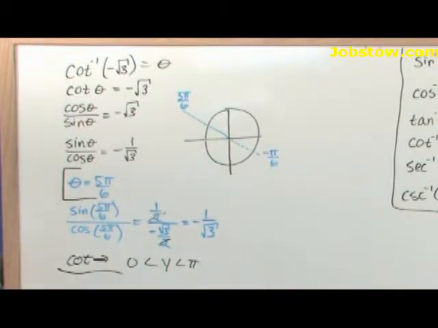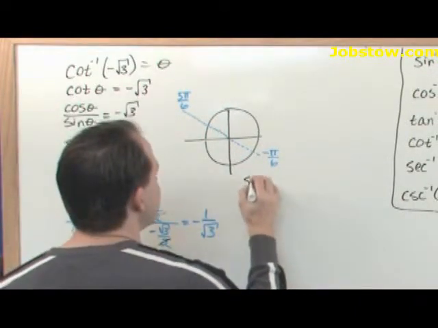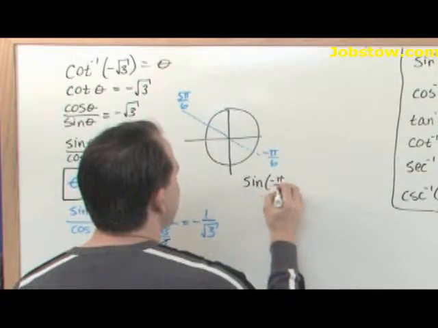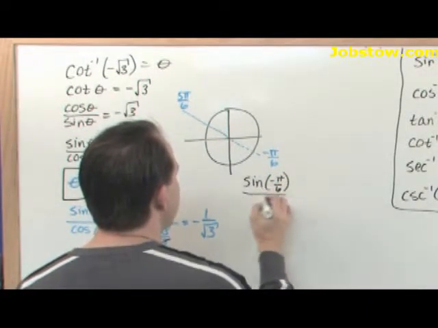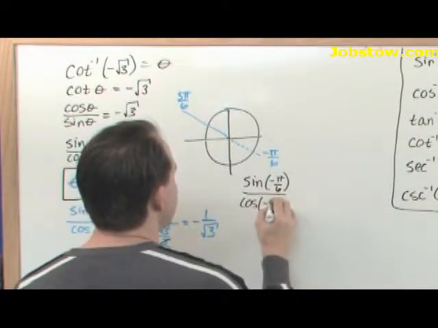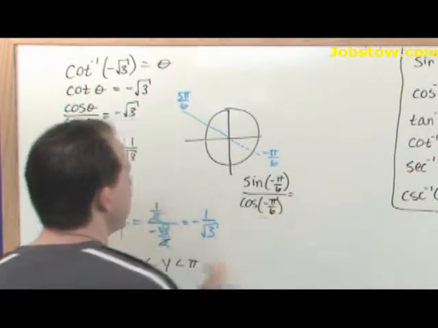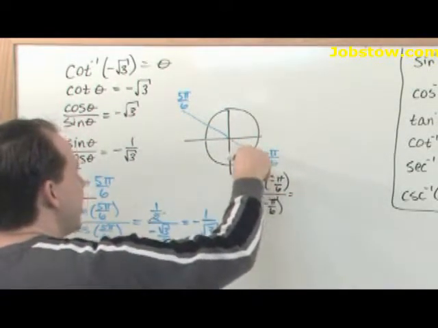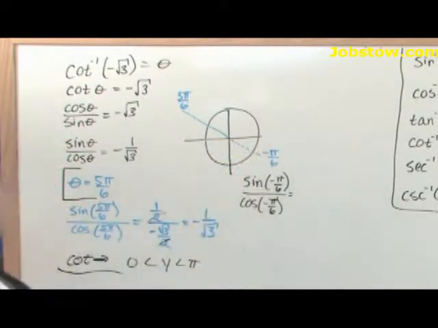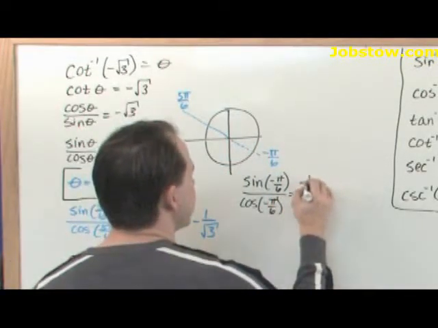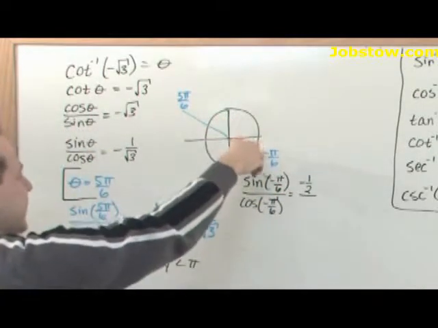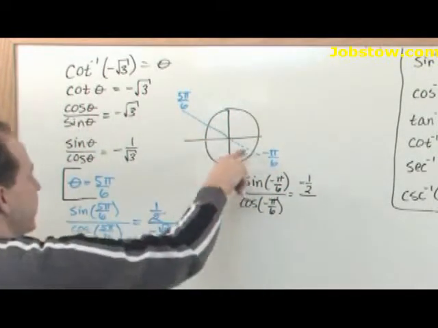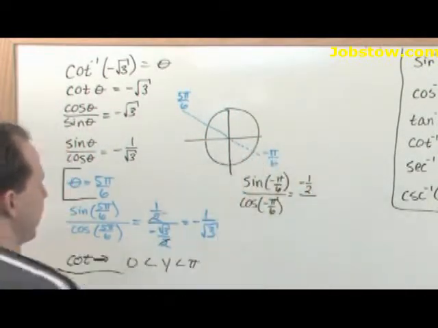Well, your first instinct, without thinking about it, might have been to do that. Let's just do it right here: sine of negative pi over 6 over cosine of negative pi over 6. What would you have done? The sine of negative pi over 6 is going to give you negative 1/2, because you're projecting this over to the y-axis, negative here, and it's 1/2 because it's basically 30 degrees.